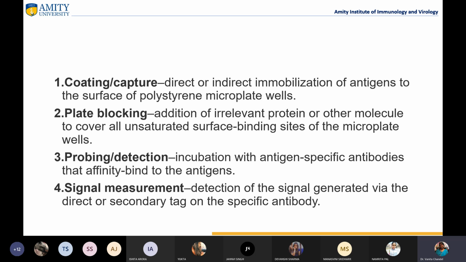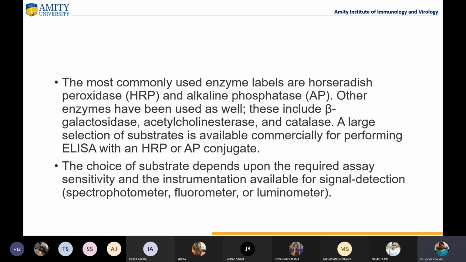Sometimes an enzyme is conjugated directly to the primary antibody that we use, or sometimes we use a secondary antibody which is enzyme labeled, right? So detection of the signal is generated by the direct or secondary tag on the specific antibody. Then the substrate, what kind of substrate do we use? The most common enzyme labels are horseradish peroxidase and alkaline phosphatase, and there are certain other enzymes also, but most commonly HRP and ALP are used.